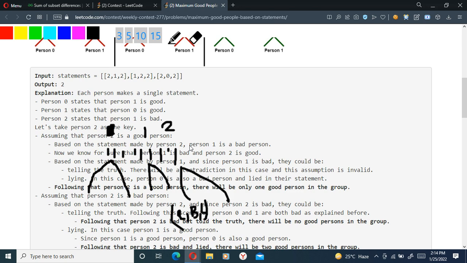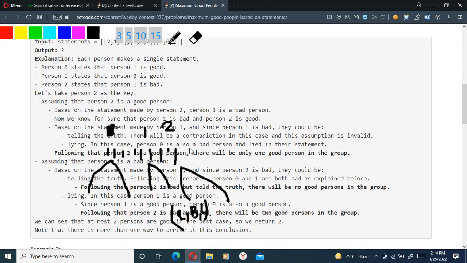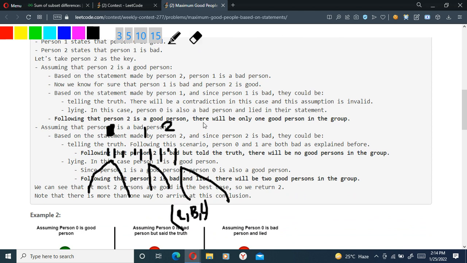based on the statement where person 2 is a bad person, now we know for sure that person 2 is good. Based on the statement made by person 1, I go to person 1. Since person 1 is bad, they could be okay. I'm telling that person 1 is a bad person, by the statement made by this guy.